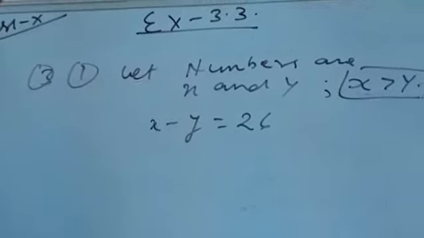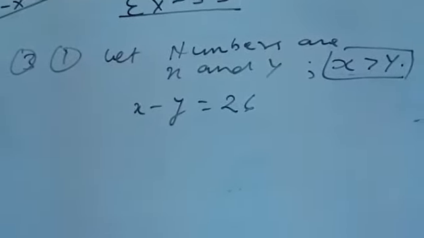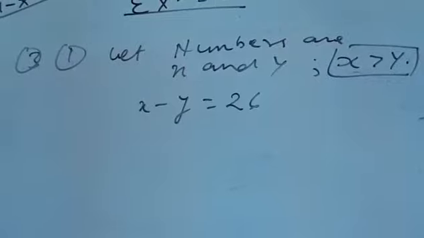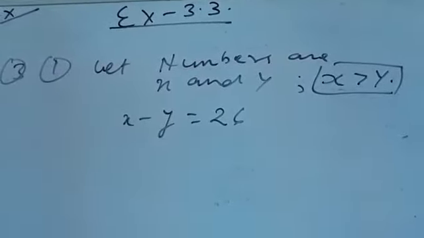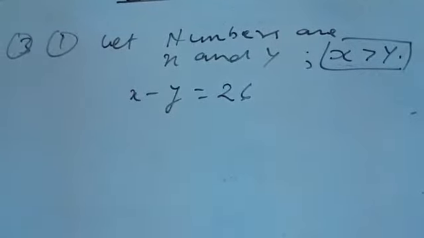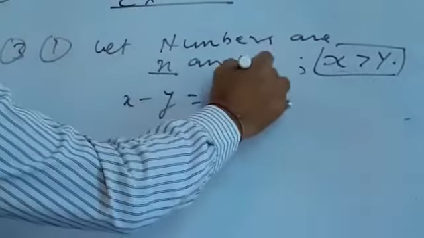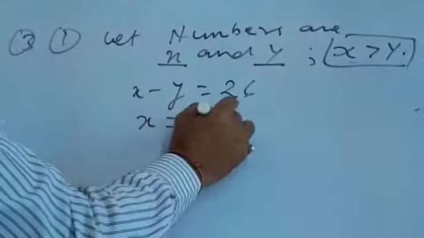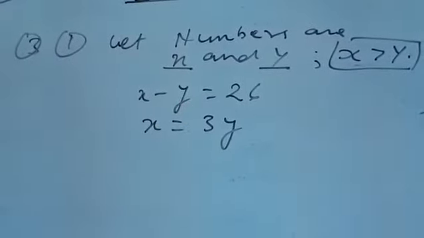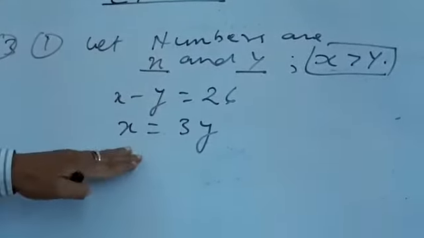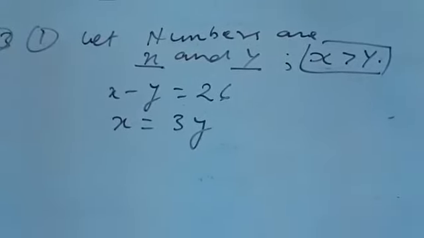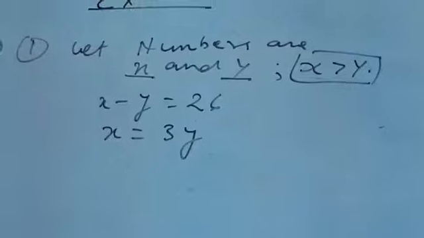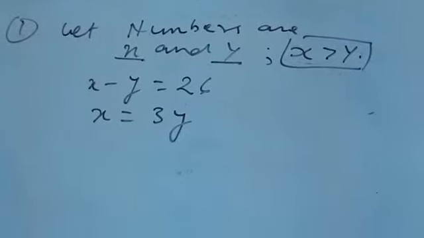Now it says that one number is 3 times the other. One number is x, another is y. So x is equal to 3y, it is given. So it's very easy. Put this value of x here: 3y minus y is equal to 26. So this gives you the value of y, and once you have the value of y, you will have the value of x, and you will have the numbers.